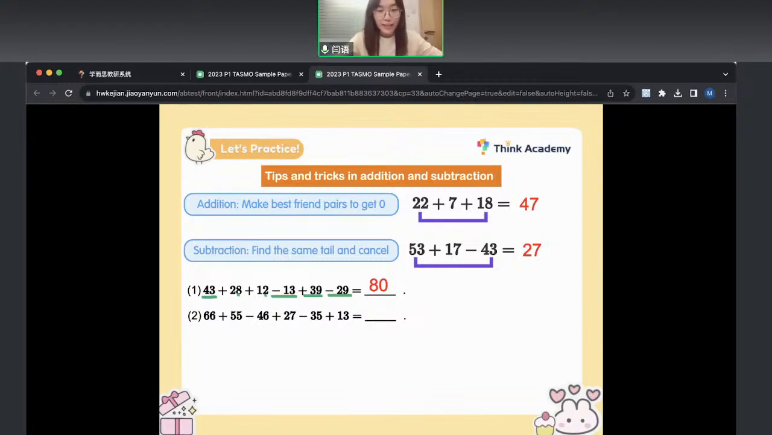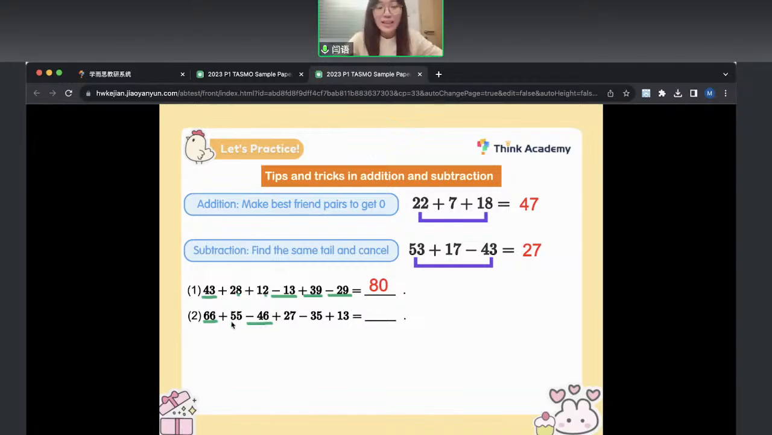Okay. Again, for the first part, 66. Can you find the best friend pairs? If you want to find the best friend pairs, that is try to find a 4. But can you see 4? No, right? Okay, and then can you find the same tail? Look, minus 46. So 6, the tail can be cancelled. So here we have 66 minus 46, that is 20, right?